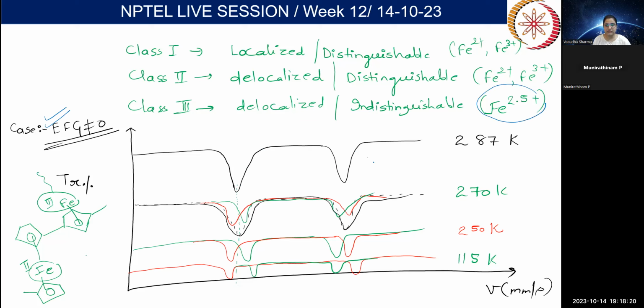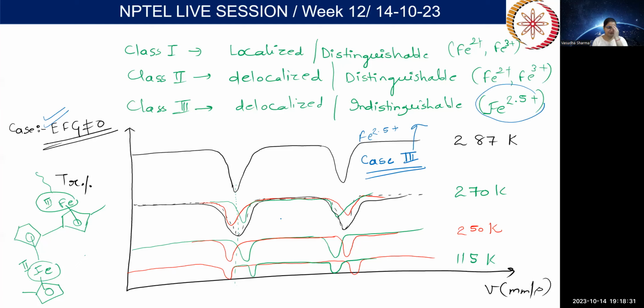So this case is class third. This was in Rn 2.5. Now, if we are decreasing the temperature, the delocalization is stopping, and then it is again coming up, like Rn2 is also appearing and Rn3 also is appearing.